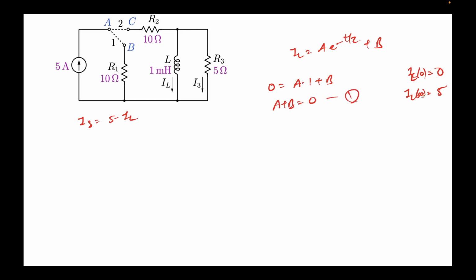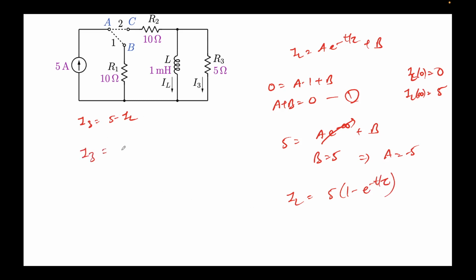This is expression 1. For the second expression, I'll put t equal to infinity. This gives 5 equals A e to the power minus infinity plus B. This term will vanish, so B will equal 5. This implies A is minus 5, and thus the expression for IL will come out to be 5 times 1 minus e to the power minus t by tau. Let's put this expression over here. So I3 will simply come out to be 5 e to the power minus t by tau, because 5 and 5 will cancel and minus minus will become plus. So this is the expression that I am getting.